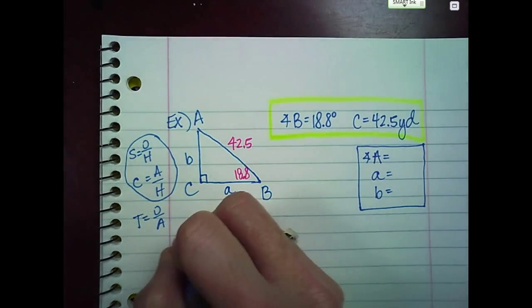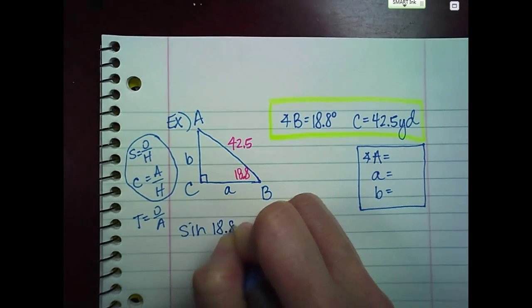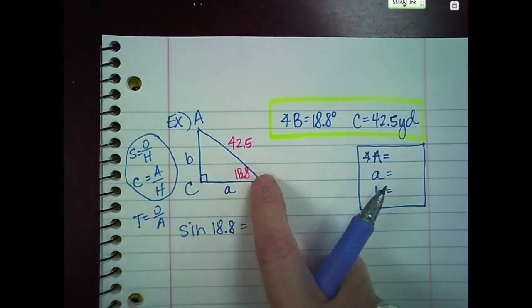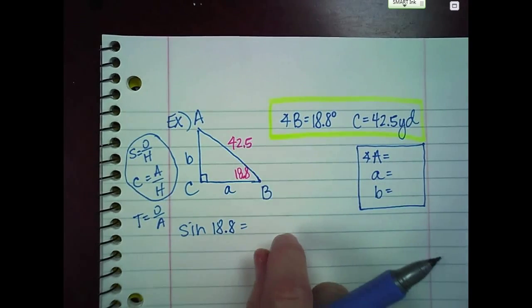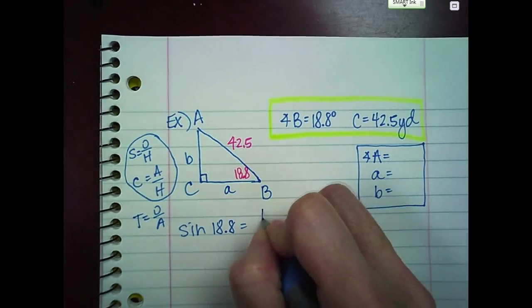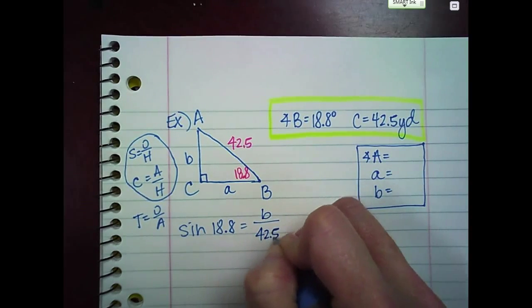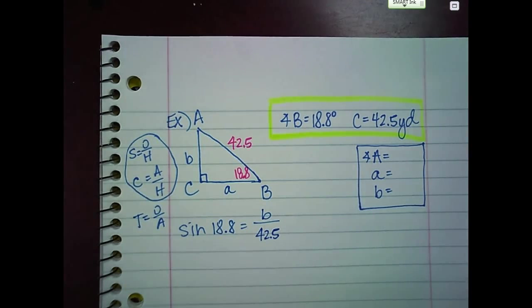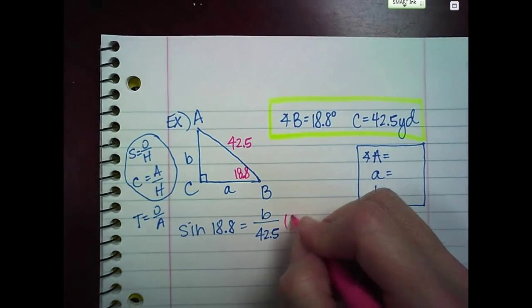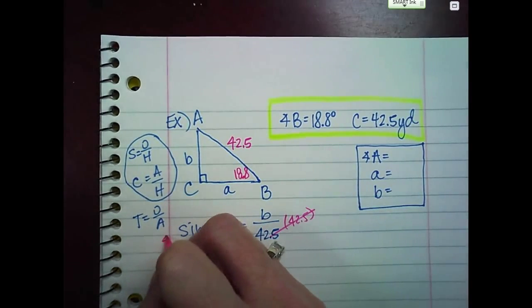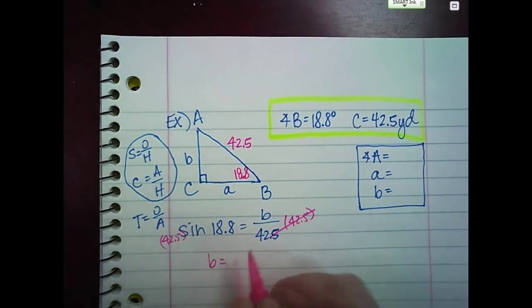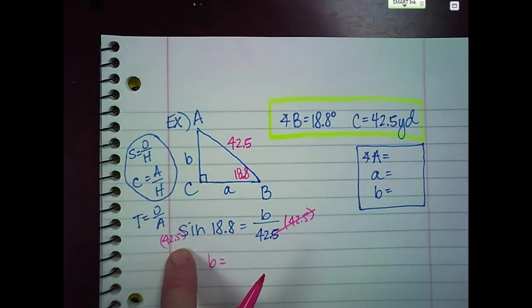All right, let's start with the first one. Sine of 18.8 equals opposite over hypotenuse. The opposite is what letter? What letter is opposite of 18? B. Good. And the hypotenuse is 42.5. But the variable on top, is that the hard one or the easy one? Easy. You just multiply both sides by 42.5. So your calculator, you're going to do sine of 18.8 times 42.5. Did y'all get 13.7?